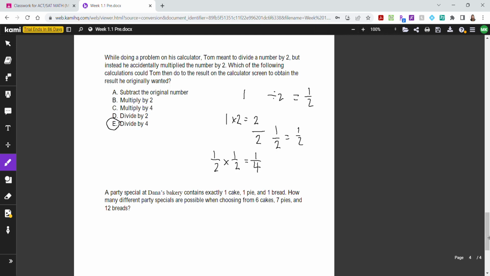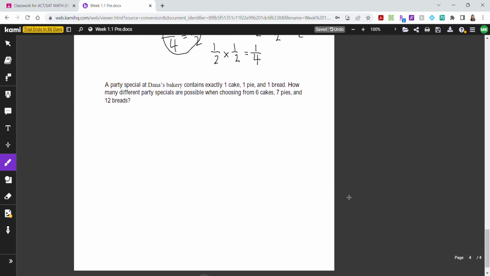Another way to see this is, how do we make 2 become half, right? If you think about this, 2 divided by 4 equals half. So that's another way that you can also think about it. All right. If you have any questions about this, bring it up during the deep dive lesson.